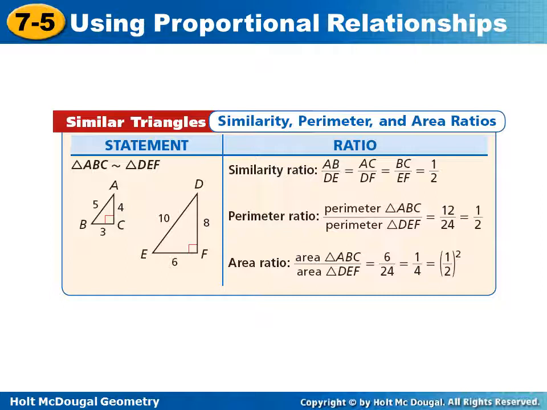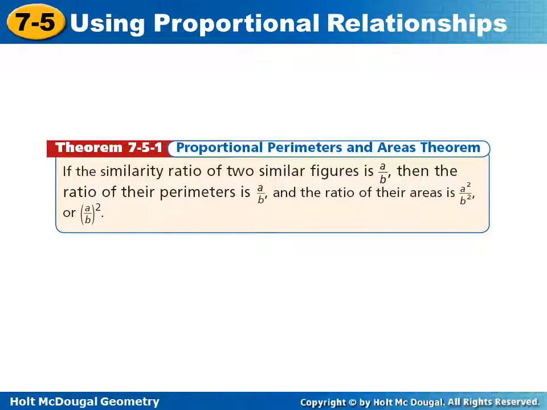The area ratio, however, will be equal to the original scale factor squared, because you're multiplying two things together. So instead of the area of triangle ABC to the area of triangle DEF being 1/2, it will be 1/4, because that's equal to 1/2 squared. If the similarity ratio of two similar figures is A to B, then the ratio of their perimeters is A to B, and the ratio of their areas is A squared to B squared, or (A/B) squared.